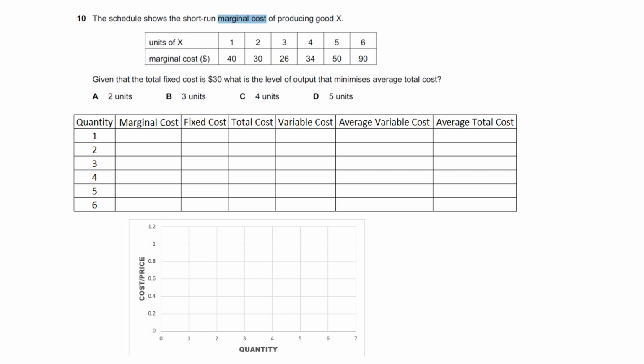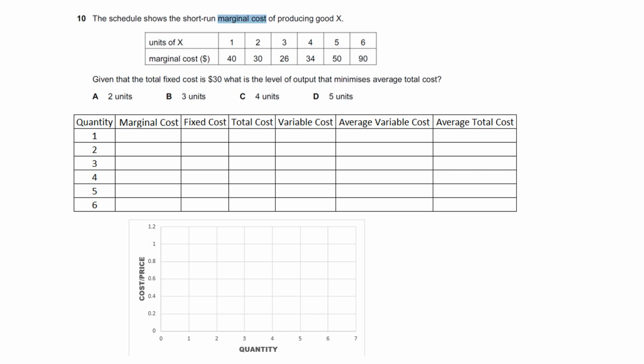Okay, the schedule below shows a short run marginal cost of producing good X. Short run means that we have both fixed costs and variable costs. In the long run, there are no fixed costs. So that's what that means. So for the quantity of 1, the marginal cost is 40. The quantity of 2, the marginal cost is 30, and so on.